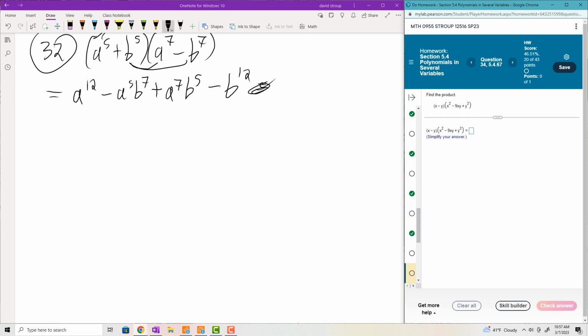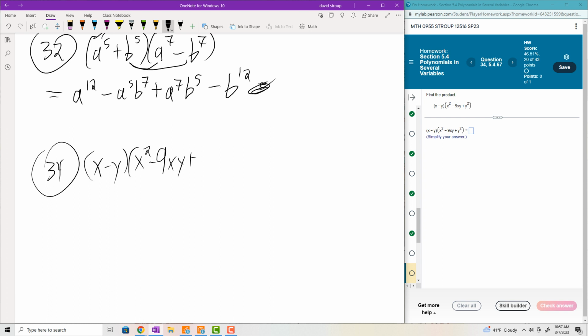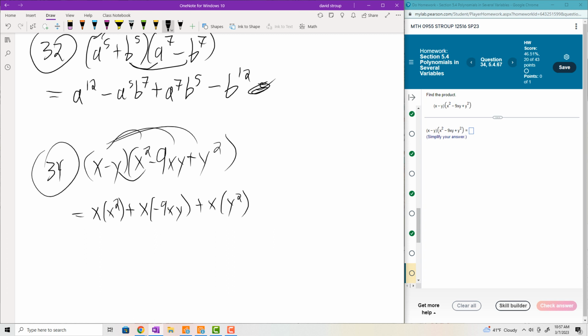Monomial times trinomial cases. Let's try 34. So I have x minus y times x squared minus 9xy plus y squared. First, x times x squared plus x times negative 9xy plus x times y squared. And then distribute this other one: plus negative y times x squared plus negative y times negative 9xy plus negative y times y squared.